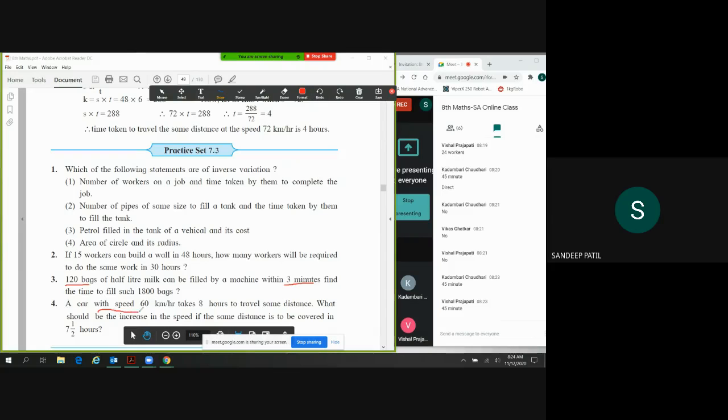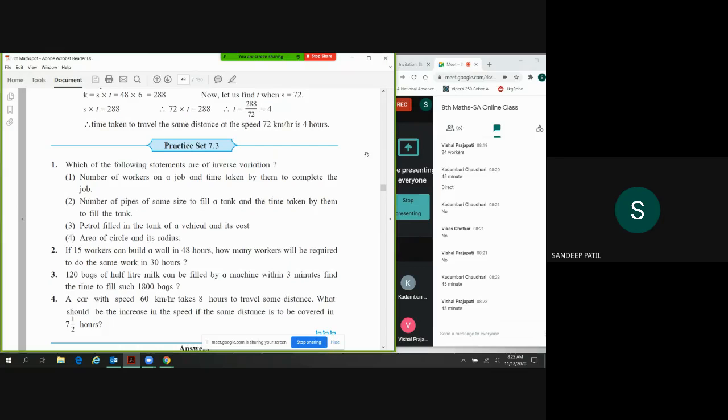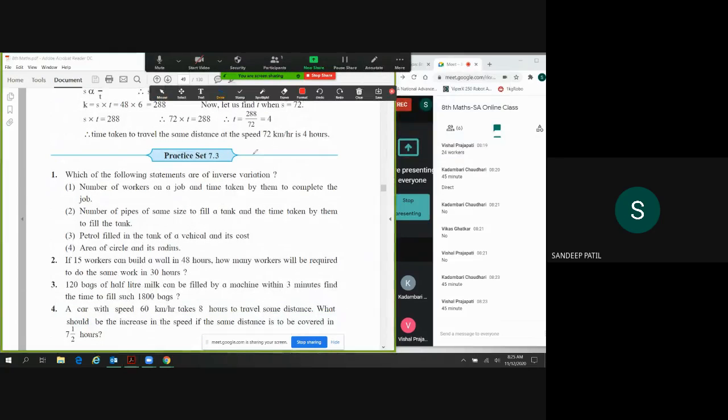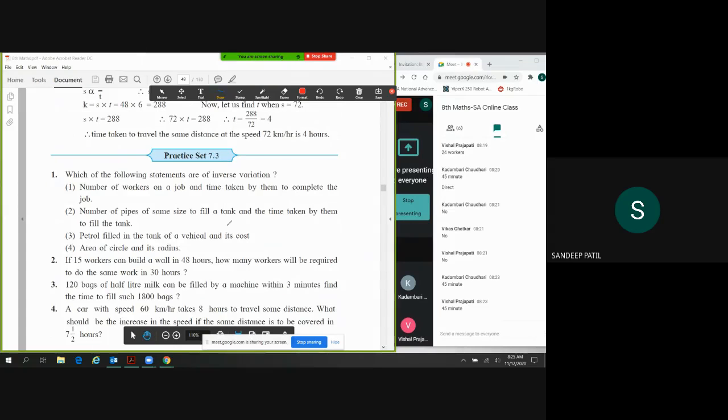A car with a speed of 60 km/h takes 8 hours to travel some distance. What should be the increase in the speed if the same distance is to be covered in 7.5 hours? Okay, so let's try to formulate this. We will take the car speed as S and the time taken as T. This is an inverse variation problem. So we will calculate the constant of variation. S is 60 and T is 8 hours. So K, the constant of variation, is 480.